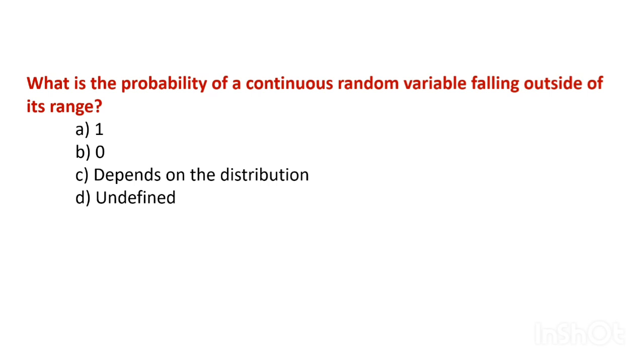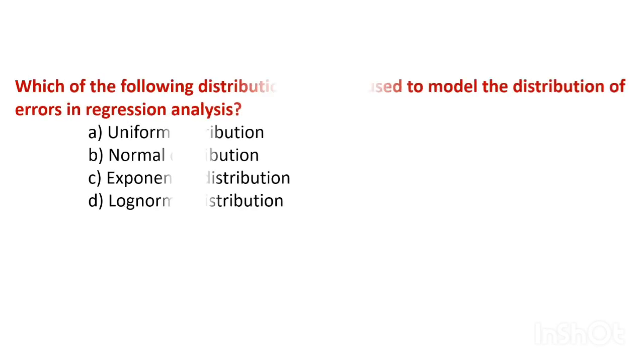What is the probability of a continuous random variable falling outside of its range? For any valid continuous distribution, the probability of the random variable falling outside of its range is 0. Correct answer is B only.